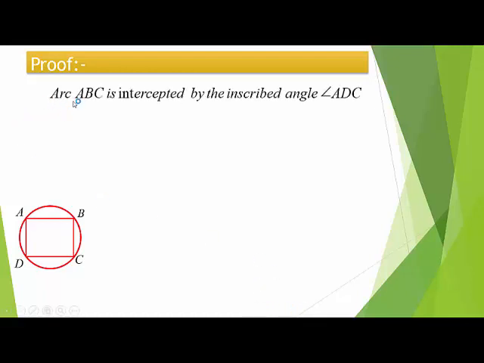Arc ABC is intercepted by the inscribed angle ADC. Therefore, angle ADC is equal to 1/2 measure arc ABC. This is statement number 1.